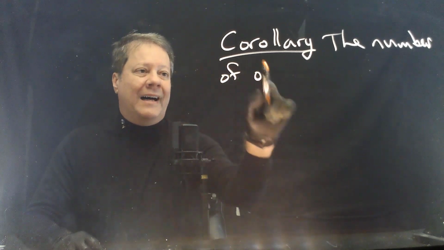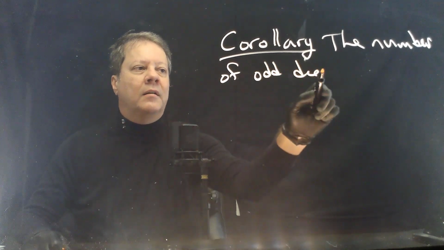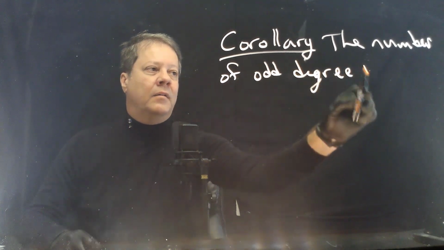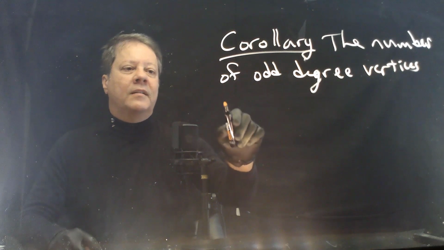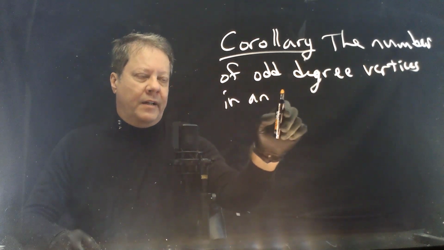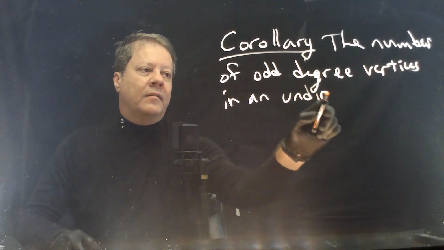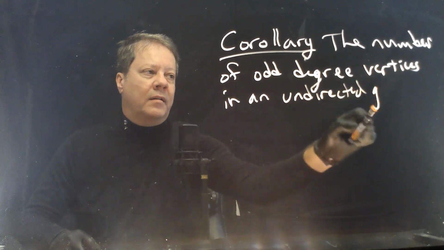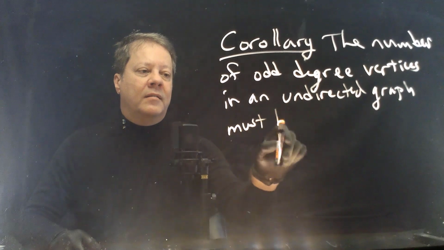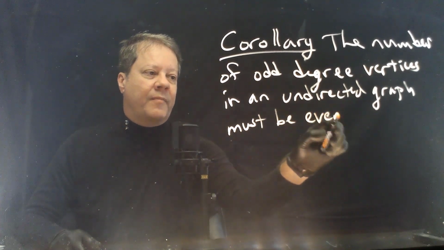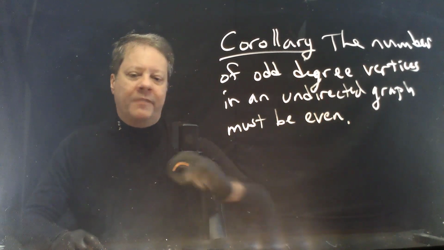As an immediate corollary, the number of odd degree vertices in an undirected graph must be even. You have to have an even number of odd vertices.